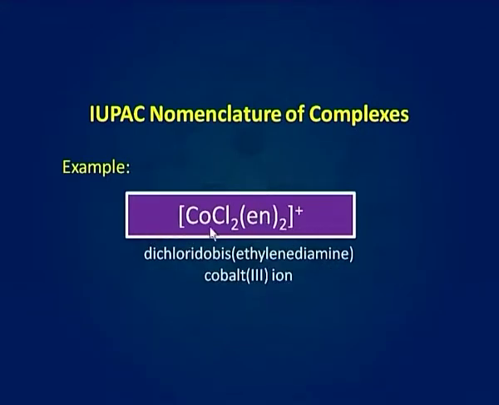In this example, there are 2 chlorido and 2 ethylene diamine ligands. The metal is cobalt. We follow the same steps except that en, that is ethylene diamine, is a polydentate ligand with a number prefix in its name. So, bis is used instead of di. Therefore, this coordination complex is called dichloridobis(ethylene diamine)cobalt(III) ion.